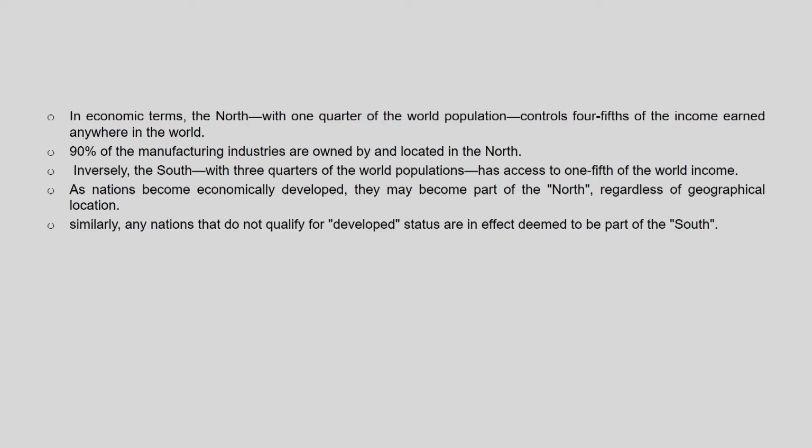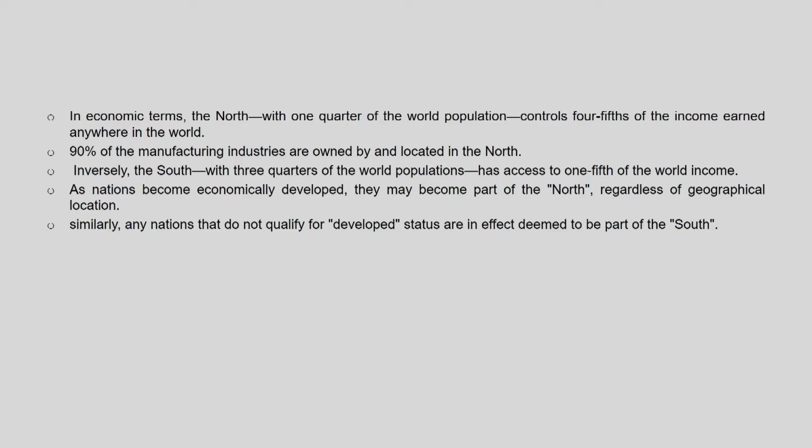Now, there are various factors that of course distinguish this political divide between the global north and the global south, but just to summarize some of the important points which we've already discussed, just to give you a quick snapshot of our discussion. In economic terms, the north contains about 1/4 of the total population, but it controls more than 4/5 of the incomes earned globally. 90% of manufacturing industries are located in the north. In the south, 3/4 of the world population live, but they have access to only about 1/5 of the world income.